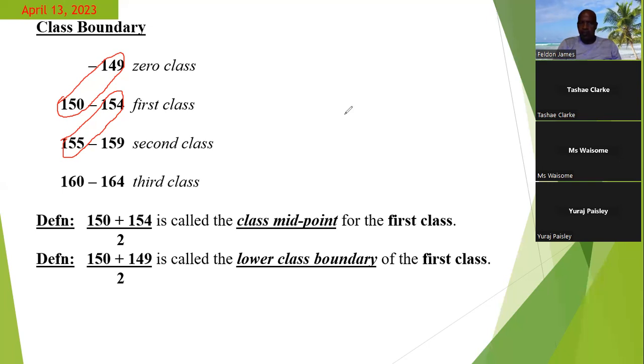Yes, sir. All right. Now, when we say class boundary, we are talking about a value that separates each class from the other class. So for the first class and the second class, which value would separate them? The difference between the limits would give you 1, but the value that separates them would be what?